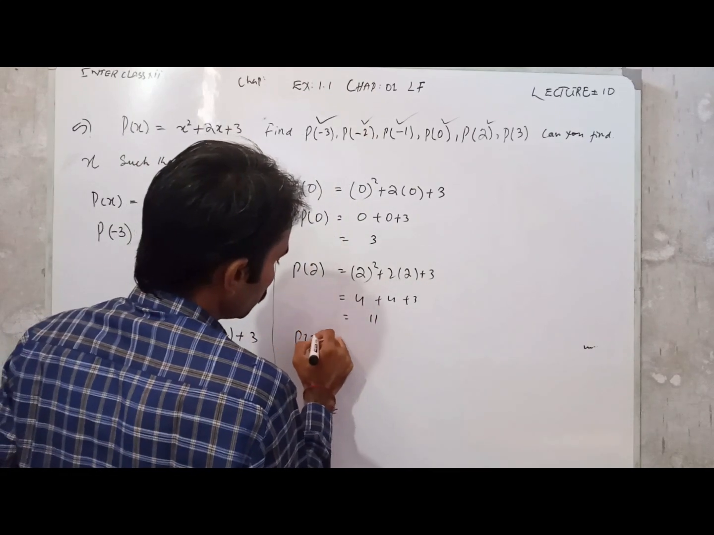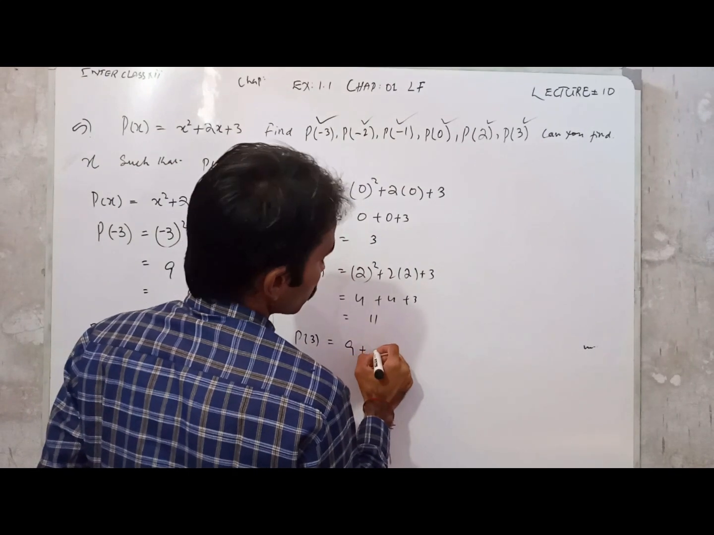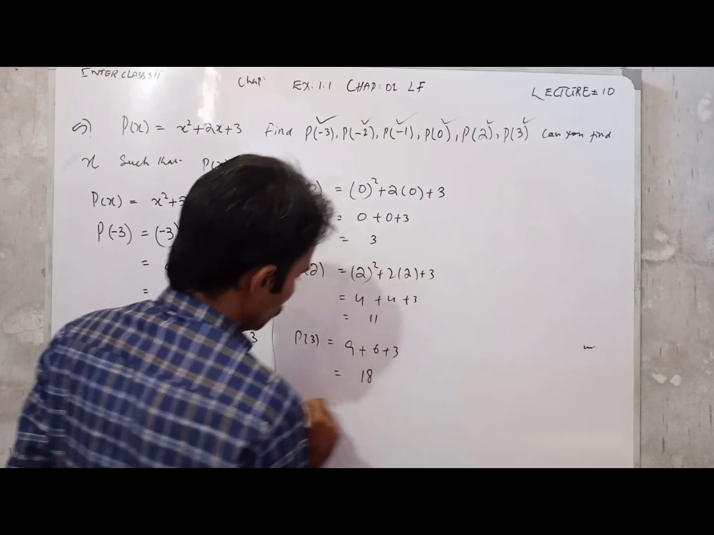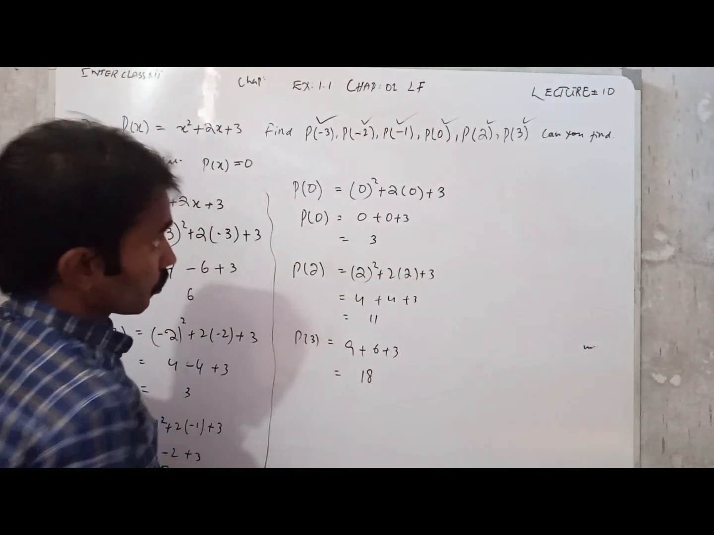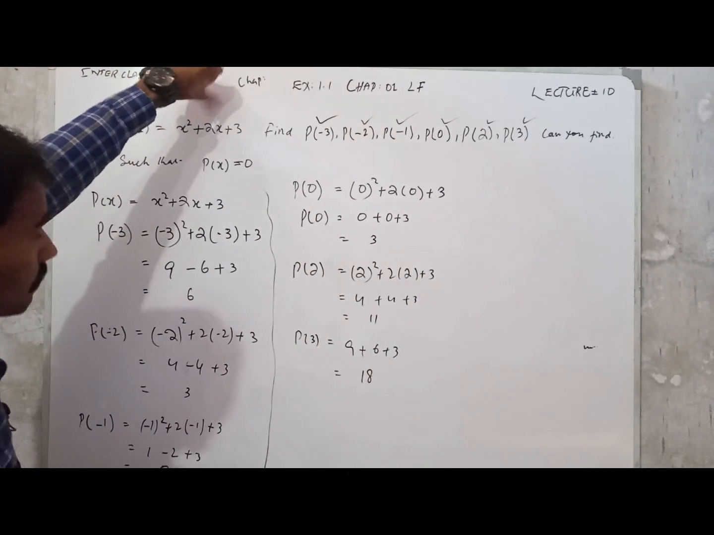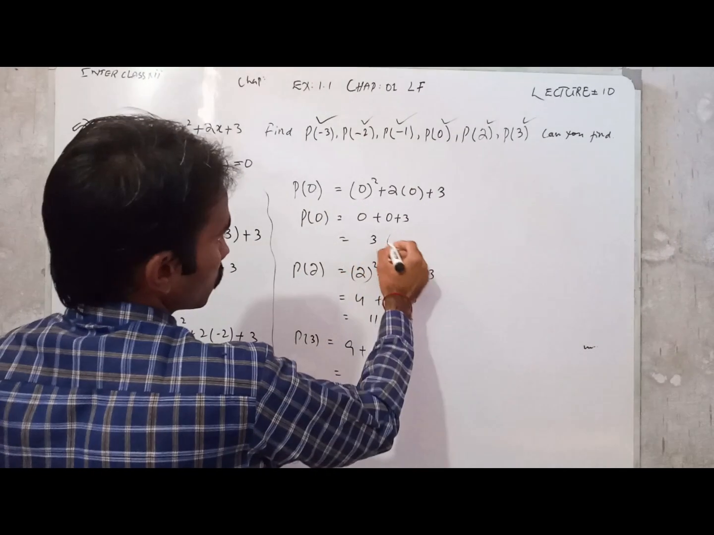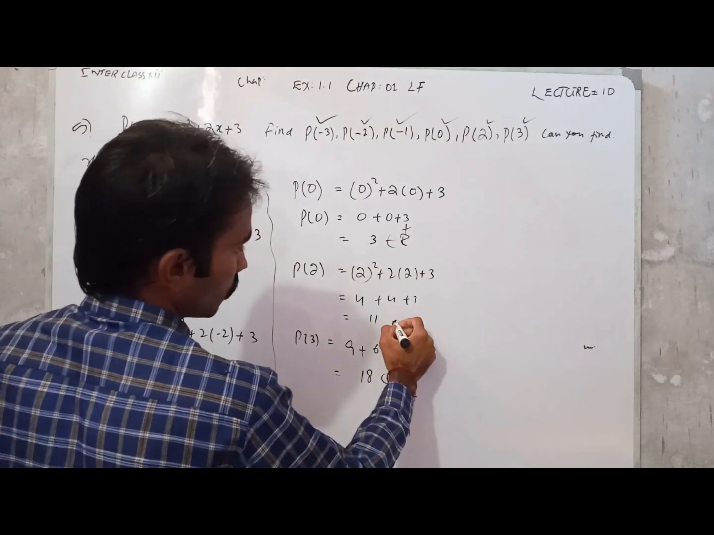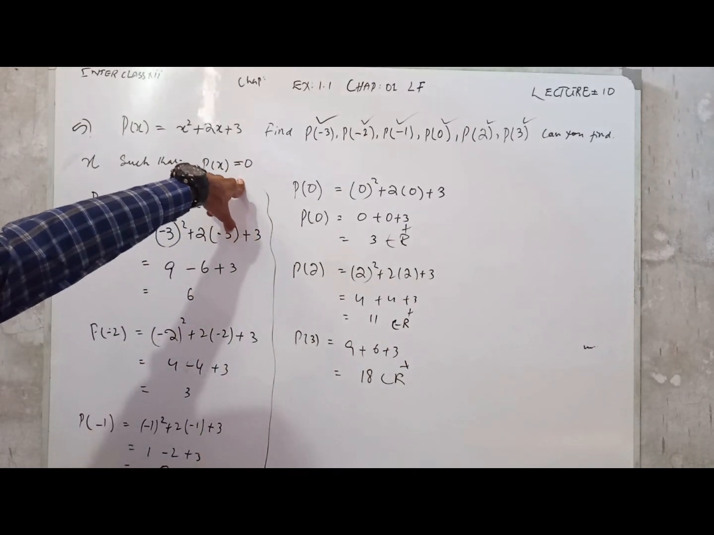So p of 3 is equal to 9 plus 6 plus 3, which is 18. So these are all the values we get from the equation x square plus 2x plus 3, and each of these belongs to the real numbers. Now this is the second condition.